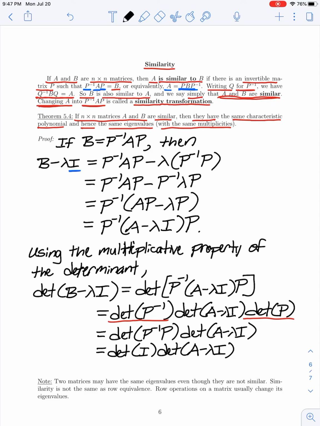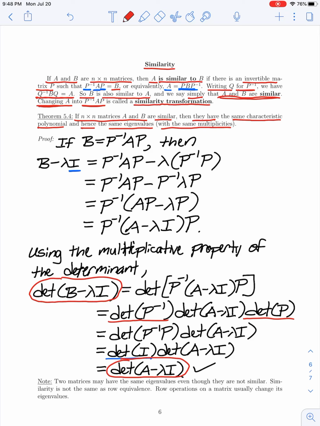But the determinant of the identity matrix, by definition, is 1, since the identity matrix is the diagonal matrix with 1s on the diagonal. So we're left with simply the determinant of A minus lambda I. And this is what we wanted to establish. This left-hand side is the characteristic polynomial for the matrix B, which would be equal to the characteristic polynomial for the matrix A. Therefore, the roots of these polynomials would be identical, and the multiplicities of those roots would be identical.